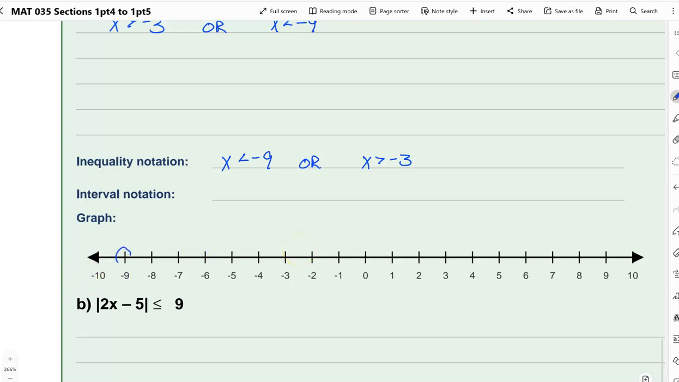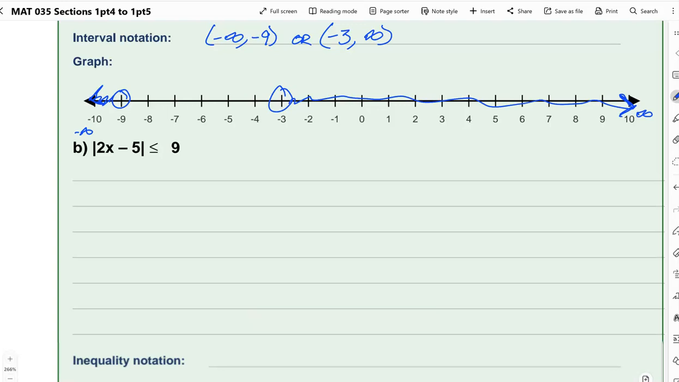So -9, open circle shaded to the left. This guy goes to negative infinity. -3, open circle shaded to the right, which this side would end up eventually heading to positive infinity. Interval notation, it's going to go from negative infinity to -9, parentheses, or we're going to go -3 to infinity and parentheses on everything. Okay, notice again, shading on the outsides with OR problems.